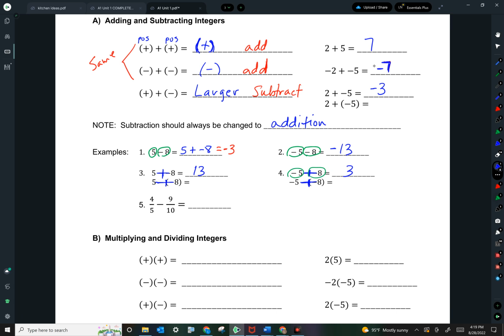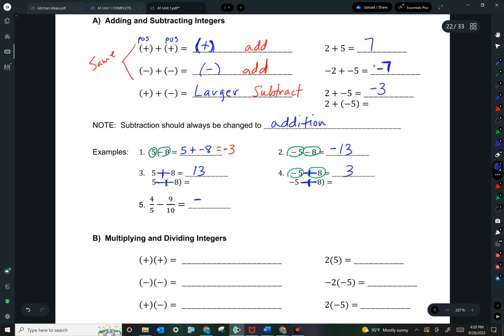Okay. Number 5, it doesn't matter if it's fractions. If I have a positive and a negative, the first one's positive, the second one's negative, then I take the sign of the larger. So just thinking out loud, which is larger, 4/5 or 9/10? Well, to me, 9/10 is closer to a whole than 4/5. So I can tell 9/10 is more, and my answer is going to be negative.